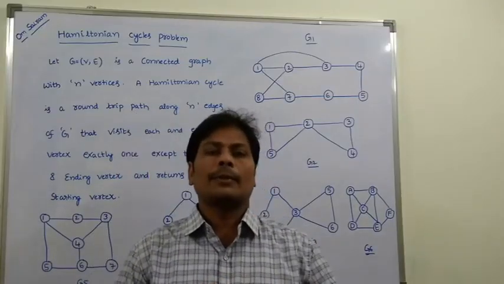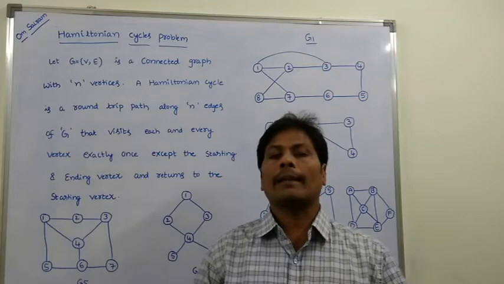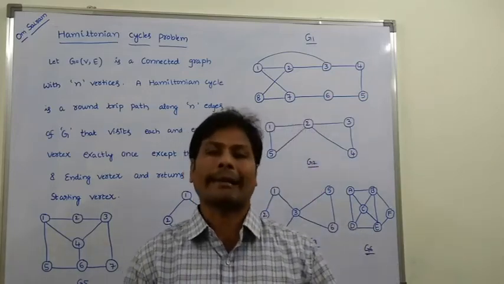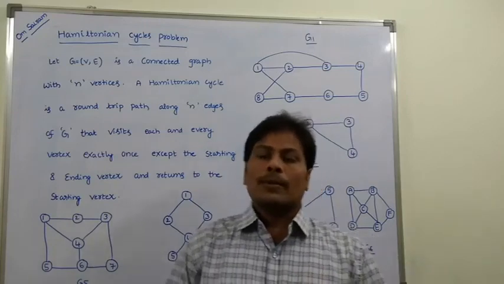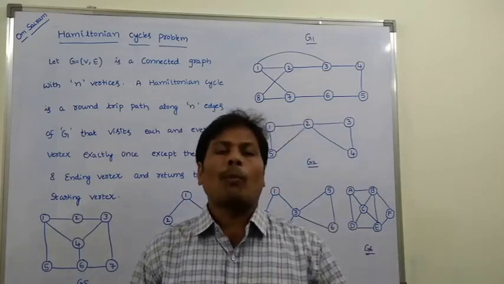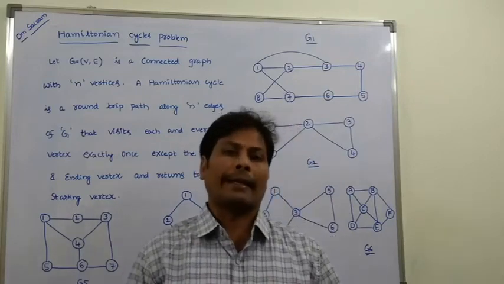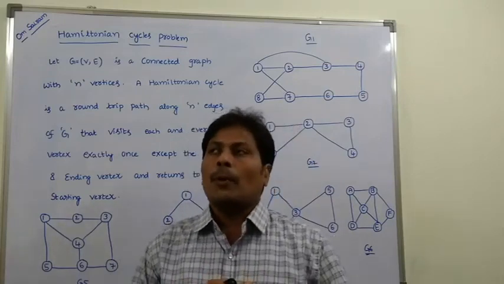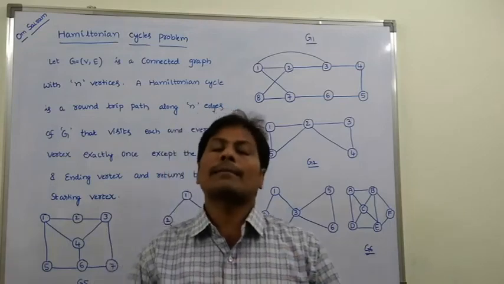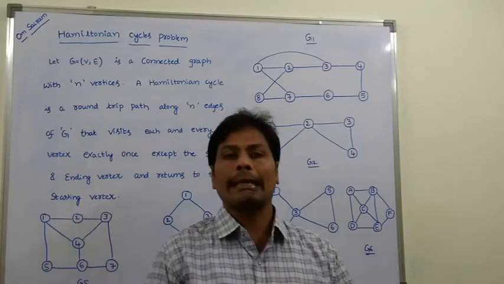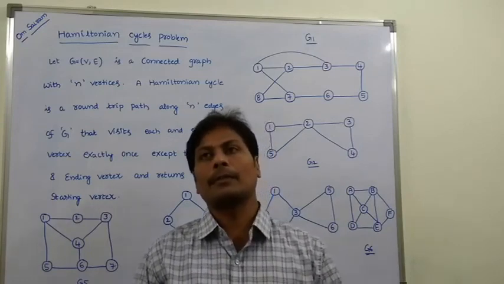Hi friends, today I am giving a lecture on Hamiltonian cycles in backtracking. The Hamiltonian cycle problem is one of the applications of backtracking. So what is a Hamiltonian cycle? How do we find Hamiltonian cycles for a given graph?